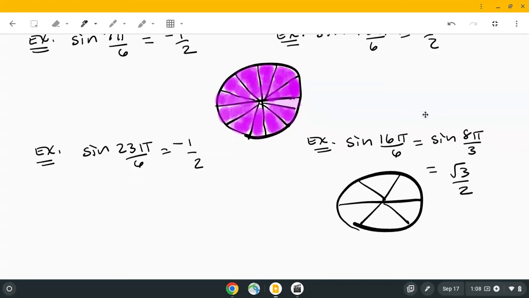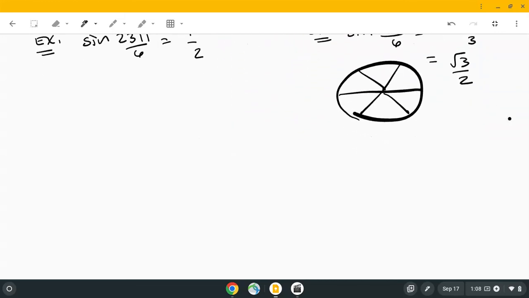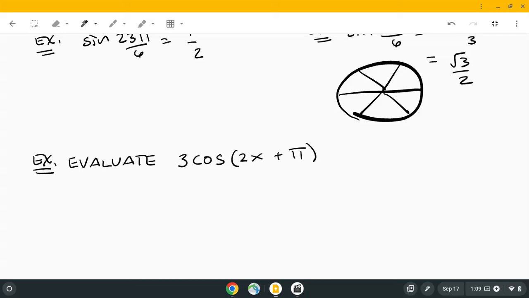Oh, let's just do one more because you're going to get some of these on your homework and on the quiz and test. So I want to make sure you can do these. It's not anything big, but it might throw some of you guys off because of the way it looks. So you might be asked to evaluate 3 cosine of 2x plus pi. Okay, so that might look kind of crazy, but it's not when we add this part. Okay, when x equals pi over 6.